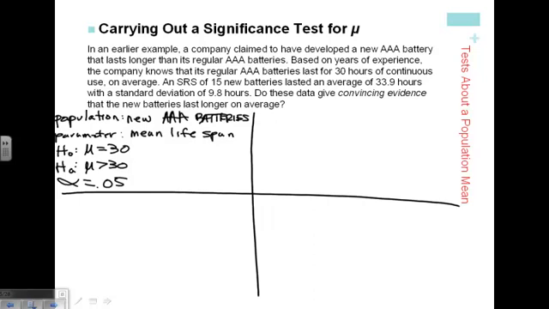Conditions. Oh, by the way, if you look at your scaffolding sheet, one of the things that's listed there is the names of the tests that we're doing. When we're looking at means, I think I gave you 4 options. One is the z-test. Second one is the z-interval. The third one is the t-test. And the fourth one is the t-interval. Which one is this? Well, we're doing a significance test, so it's not the word interval. And it's going to be the t-test.